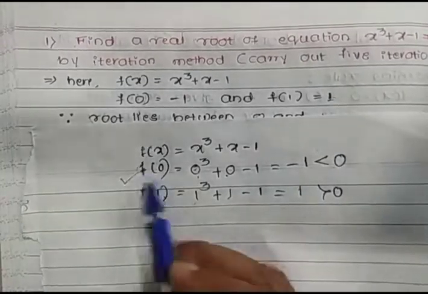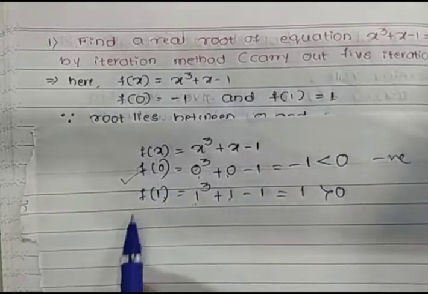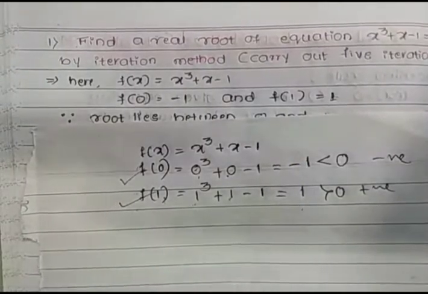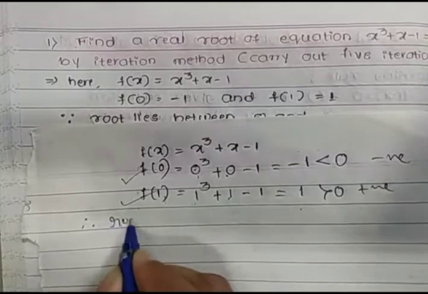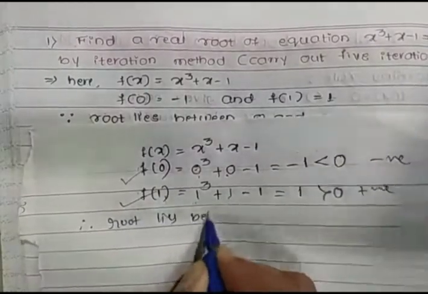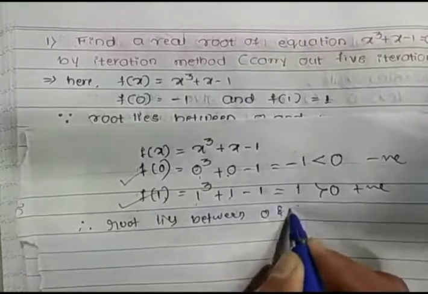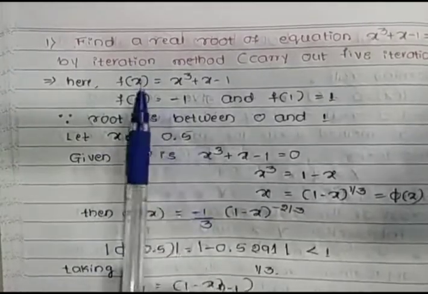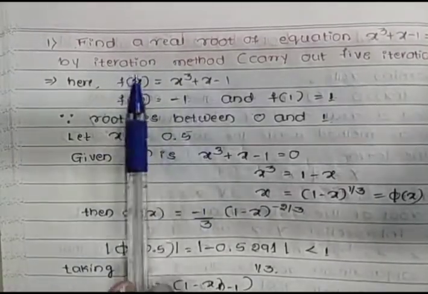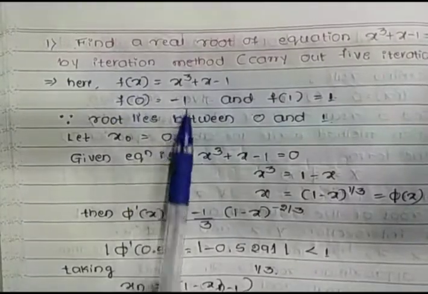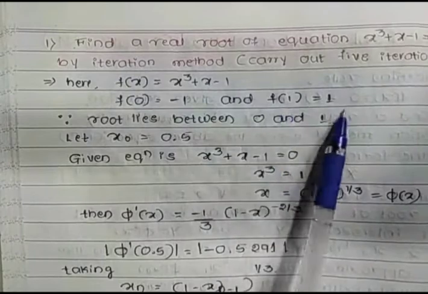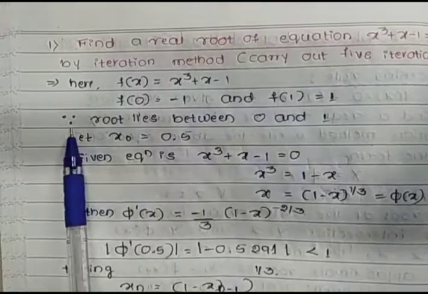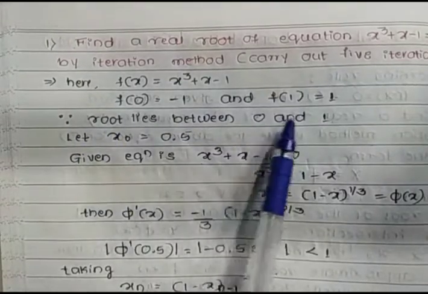So f(0) is giving us a negative value and f(1) is giving us a positive value. So we have got two different signs. Therefore, we can mention here that our root lies between 0 and 1. This is the first step of simplification. f(x) is the given equation. Replace x using 0, we get minus 1. Replace x using 1, we get the answer as 1. This is negative and this is positive. Therefore, the conclusion is the root lies between 0 and 1.